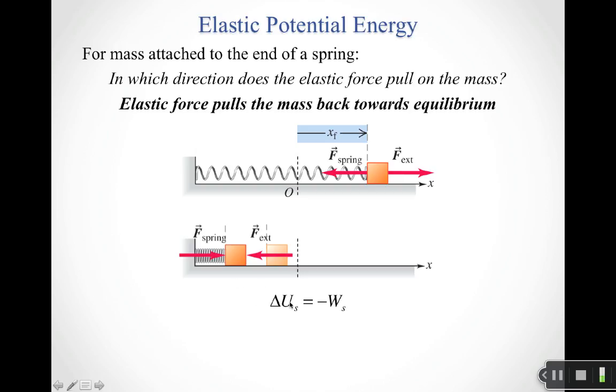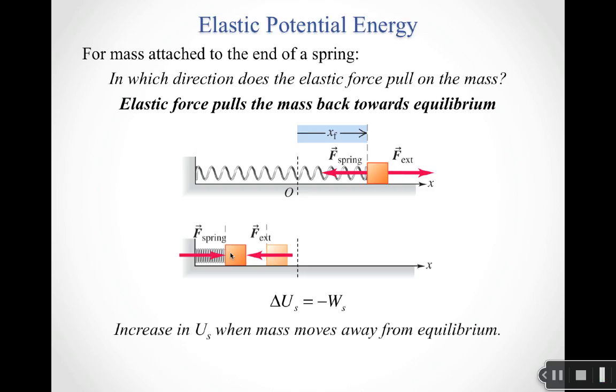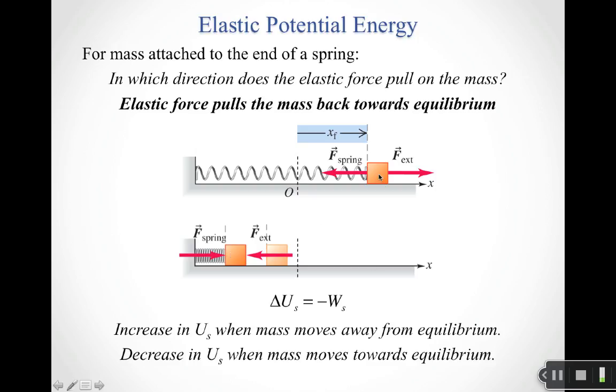So I know that the change in the elastic potential energy is going to be equal to negative the work done by the spring. And so conceptually what that means is, since the spring force is always trying to get the mass back towards equilibrium, when I move the mass away from equilibrium, then I have to increase the elastic potential energy. So that's moving the mass in the direction that's the opposite of the direction the spring force is trying to pull on it. So that obviously has to increase the elastic potential energy.